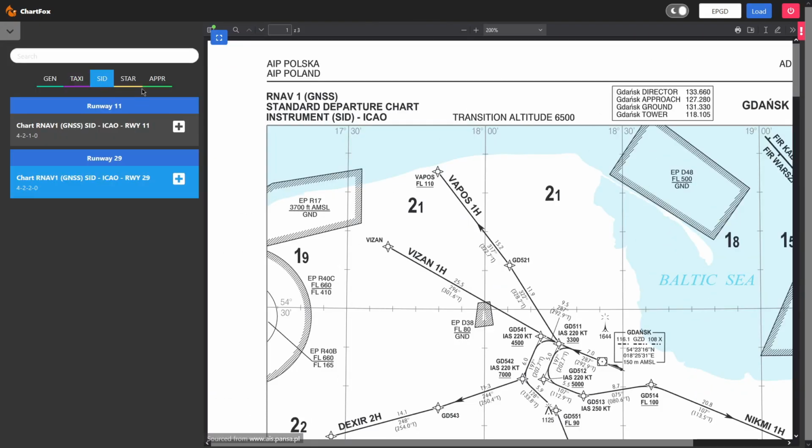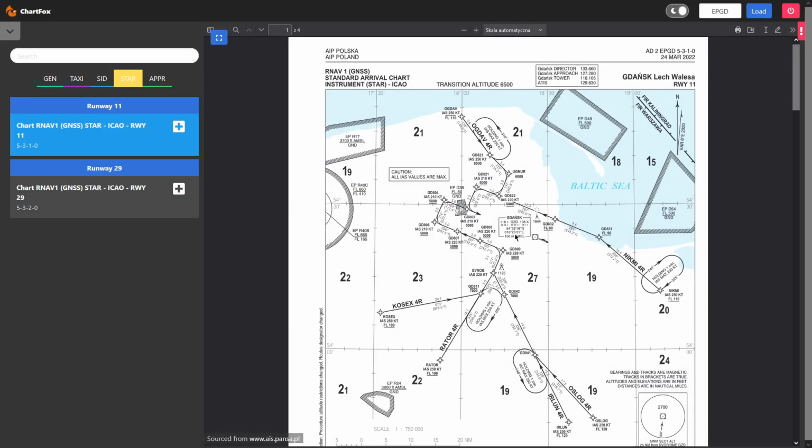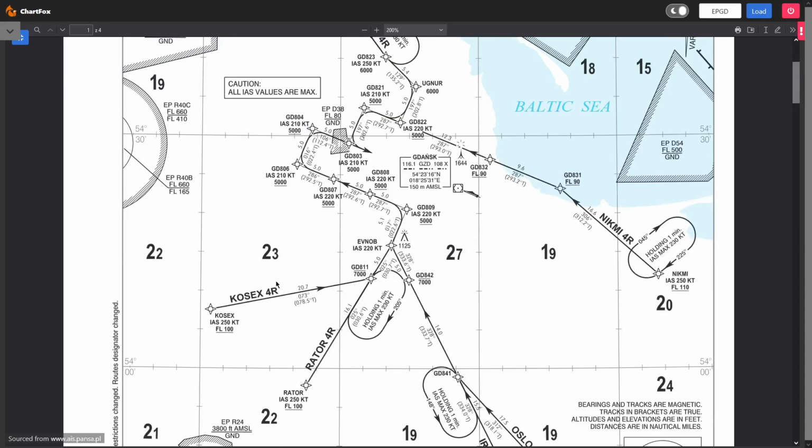Okay, so let's have a look at the Standard Instrument Arrival. This is not a final approach. This one is an approach for a runway, to get to the finals. This is not the finals yet. Okay, so let me zoom in a bit.